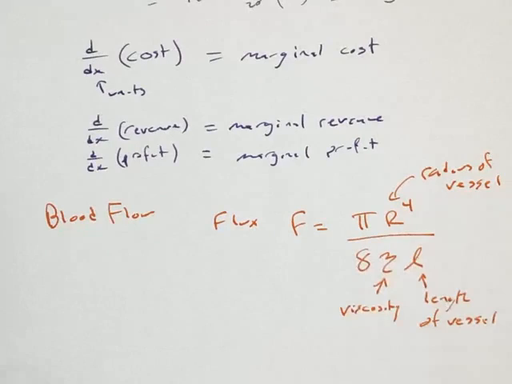The flux moving past a particular area, pi r to the fourth. Why is it to the fourth? Well, there was an r squared in the original problem, and then we have to multiply by that area, so there's another r squared. 8 eta L. Eta is viscosity. This is why people end up on blood thinners. If your blood is too thick, the bigger that number is, the slower things are going to go, right? Same thing with length. Longer vessels take more time to get through, so we need to take all of those pieces into account. All right.